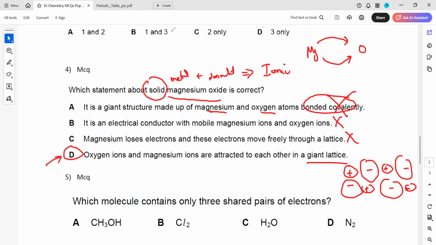Why not C? Magnesium loses electrons and these electrons are free to move through the lattice. This is wrong, because in an ionic compound the electrons are not free to move. In ionic compounds, there are positive and negative ions. If it was about a metallic structure, only metal, then this statement would be right. But for an ionic compound, it's always positive and negative ions. Is it clear?